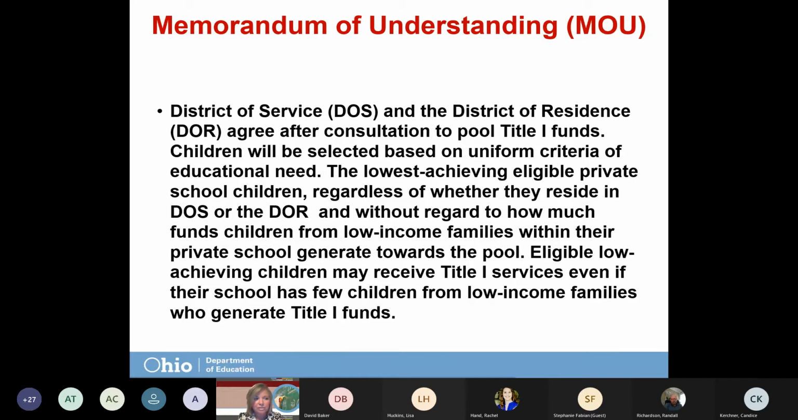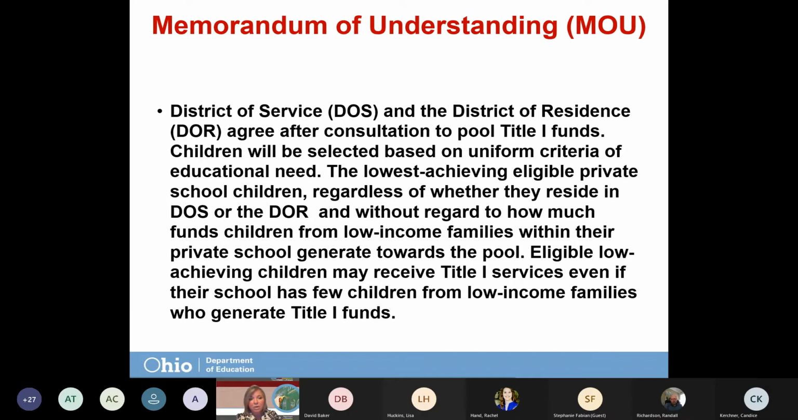The district of service and the district of residence agree after consultation to pool Title I funds. Children will be selected based on uniform criteria of educational need. The lowest achieving eligible private school children, regardless of whether they reside in the district of service or district of residence, and without regard to how much funds children from low income families within their private school generate towards the pool, will receive services. Eligible low achieving children may receive Title I services even if their school has few children from low income families who generate Title I.